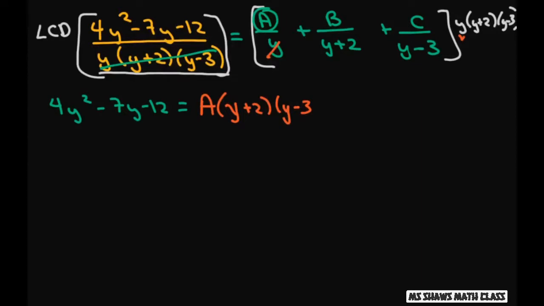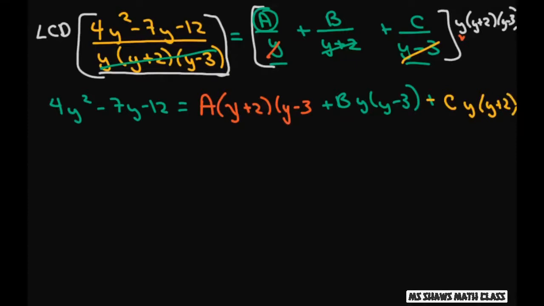All right. Now, for your B, put B, the y plus 2 cancels. So that's just going to be y times the other, y minus 3. And then plus C, this will cancel out. So it's going to be y times (y plus 2).